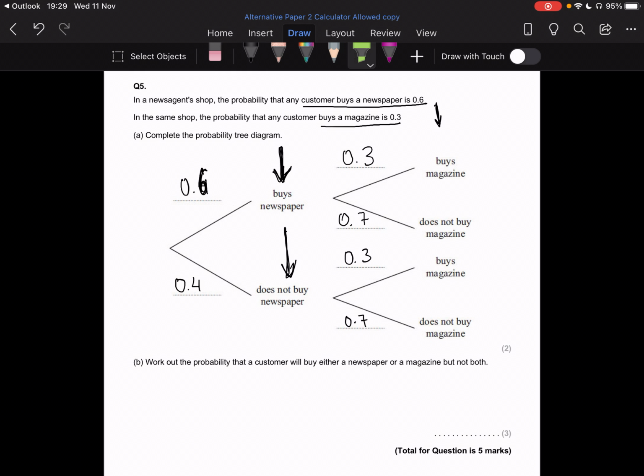It says, work out the probability that a customer would buy either a magazine or a newspaper, but not both. So if we go down this branch, I'm buying a newspaper and I'm also buying a magazine. That means I don't want that one, because it says not both. So I'm not going to include that.